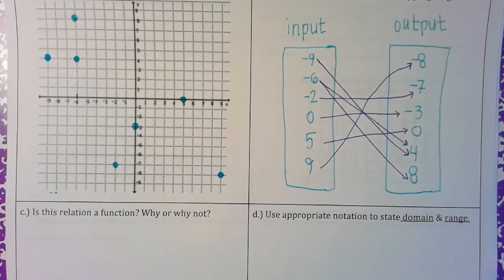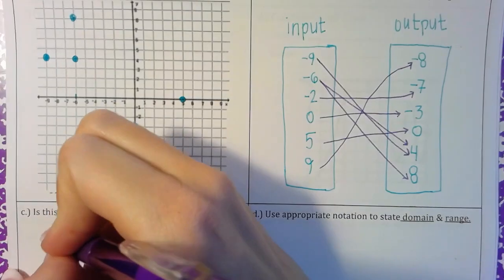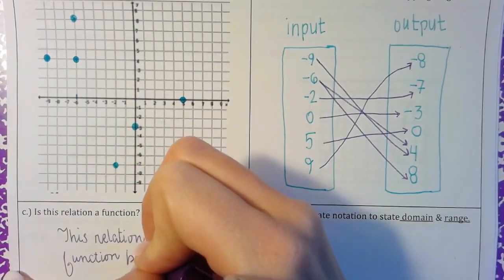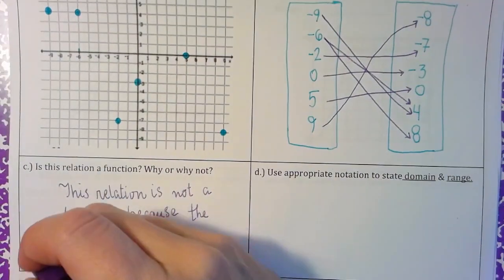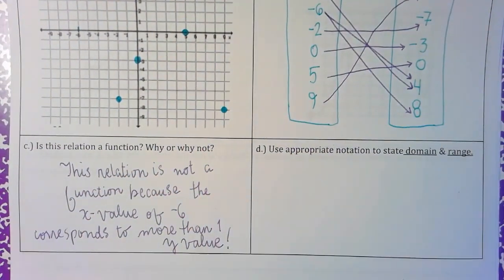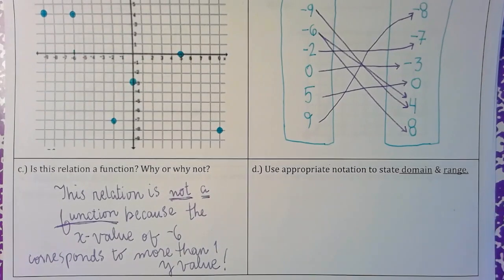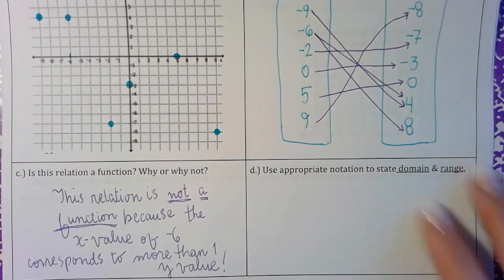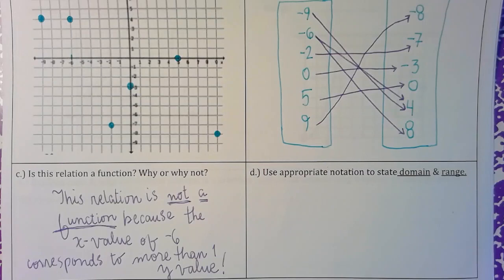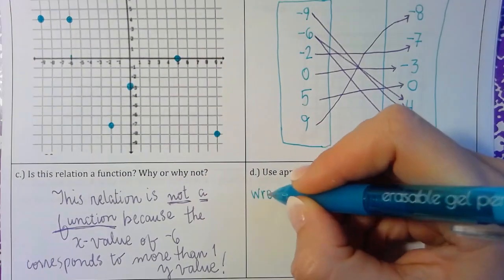Is this relation a function? Why or why not? Use appropriate notation to state domain and range. Okay, you have to use appropriate notation because otherwise you're not answering the question correctly.